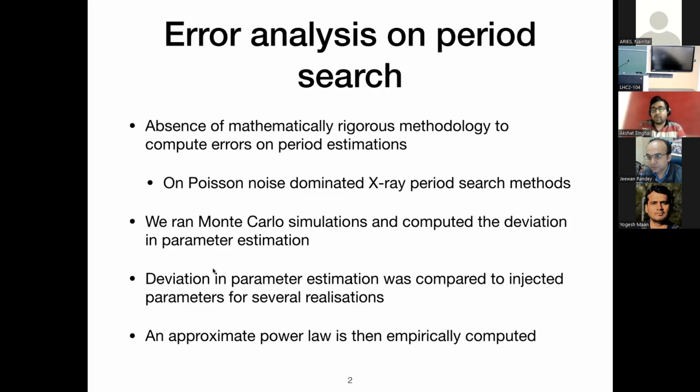So we tried to run some Monte Carlo simulations. We simulated some pulsar-like signals and then recovered them and tried to understand the distribution of the parameters extracted, tried to assign an error value to it, and then tried to understand if there is a power law-like behavior for those errors. And that's what the talk is about.